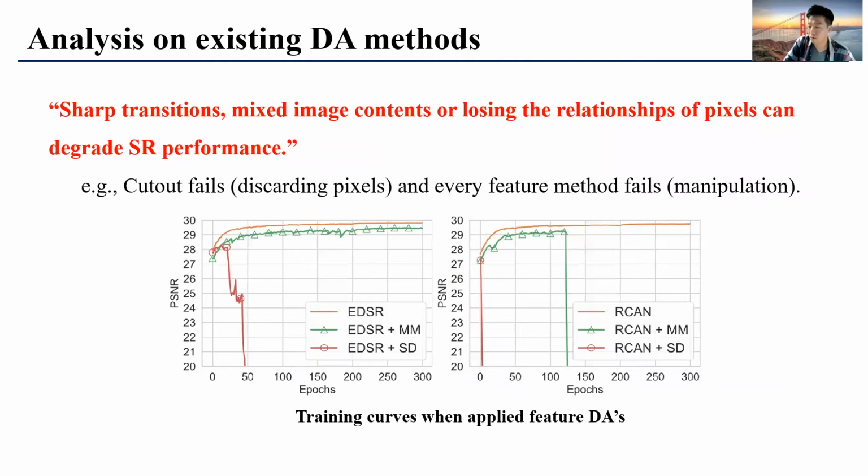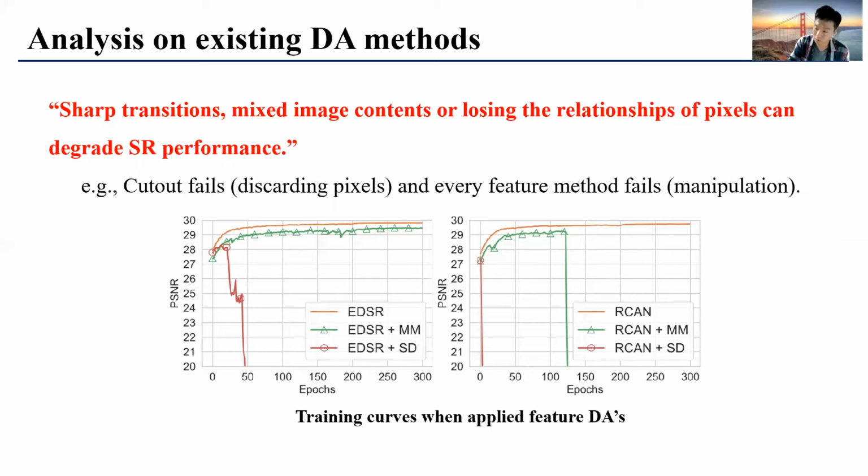So the first thing you can do when you do research on a new area is try existing methods from other areas on your own area. I mean that you can use data augmentation methods which were developed for high level vision tasks and apply them to low level vision, right? So this is the analysis I did.